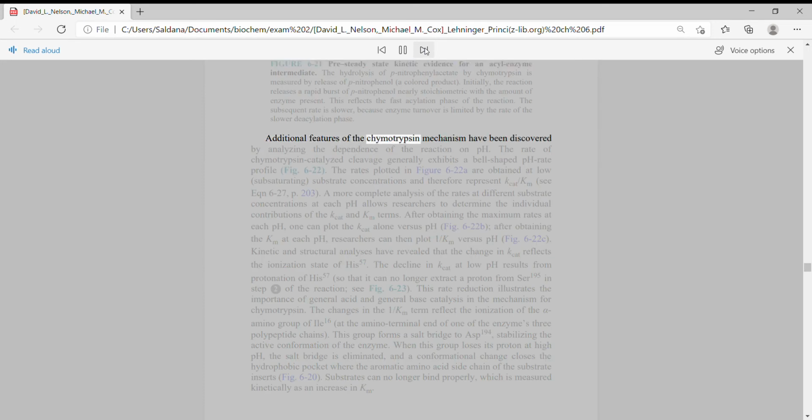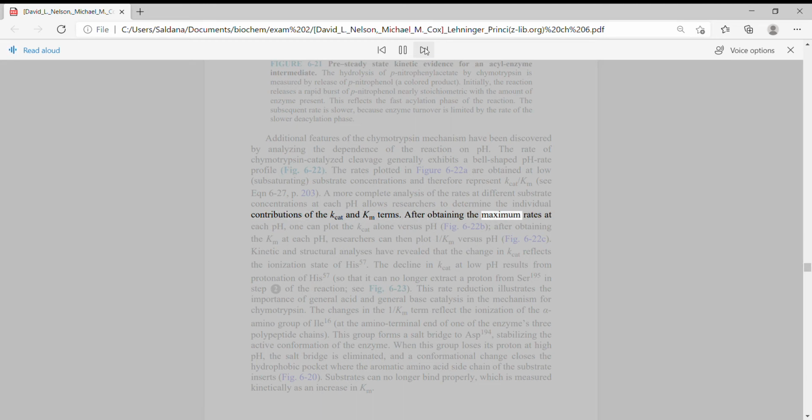Additional features of the chymotrypsin mechanism have been discovered by analyzing the dependence of the reaction on pH. The rate of chymotrypsin-catalyzed cleavage generally exhibits a bell-shaped pH-rate profile, Fig. 6-22. The rates plotted in Figure 6-22 are obtained at low, subsaturating substrate concentrations and therefore represent kcat/Km, Eqn 6-27, p. 203. A more complete analysis of the rates at different substrate concentrations at each pH allows researchers to determine the individual contributions of the kcat and Km terms.